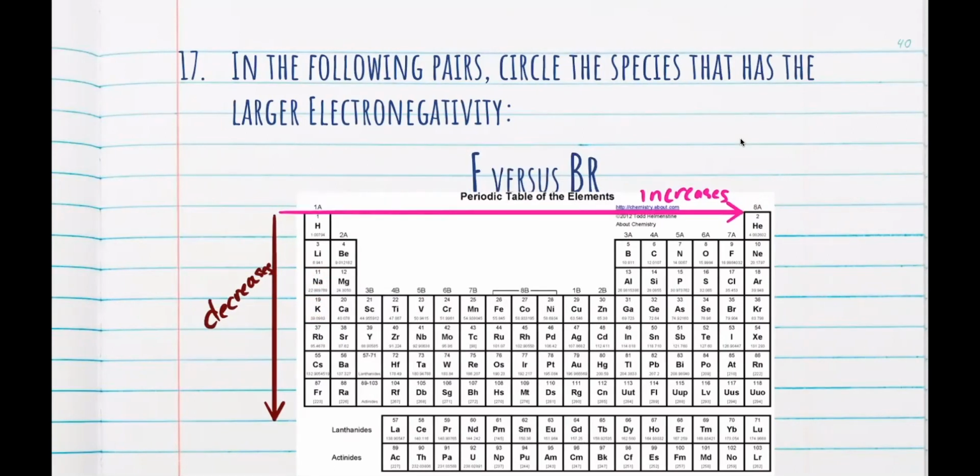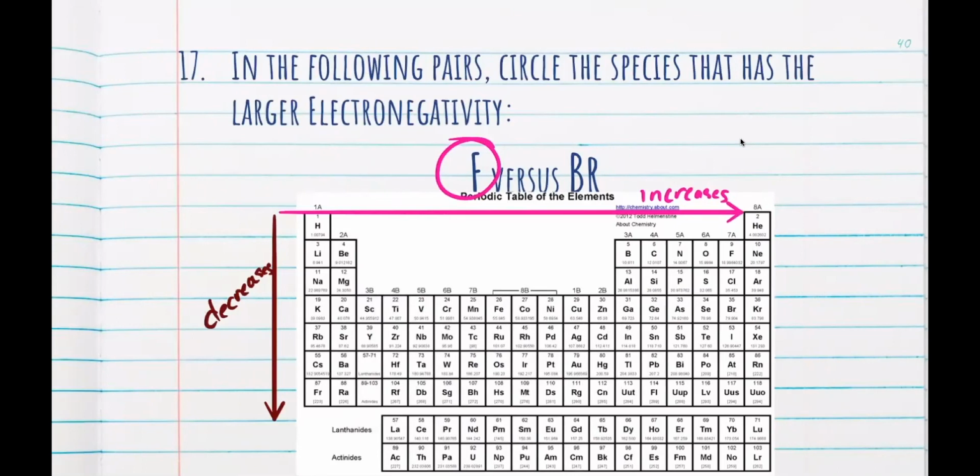For our next one, we want to see fluorine and bromine. So let's find them on the periodic table. Fluorine is here. Bromine is here. So bromine is below fluorine, so it has a lower electronegativity. So that means fluorine has a larger electronegativity.